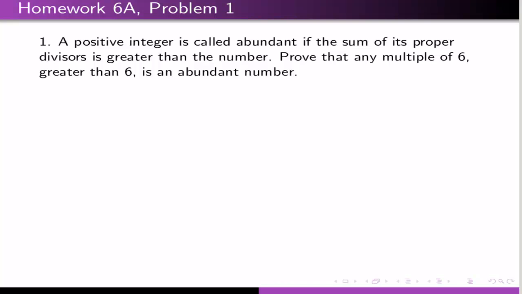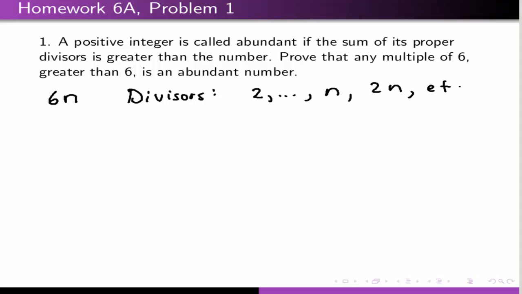So what are we looking at? We're just taking a number like 6n, a typical multiple of 6, and making a list of divisors. You might call obvious divisors like 2 or 3, etc. You have n as a divisor, 2n, etc. And just look at these obvious divisors and show that their sum exceeds twice the value of the number you're starting with. So abundant means that sigma of n is bigger than twice the value of the number.